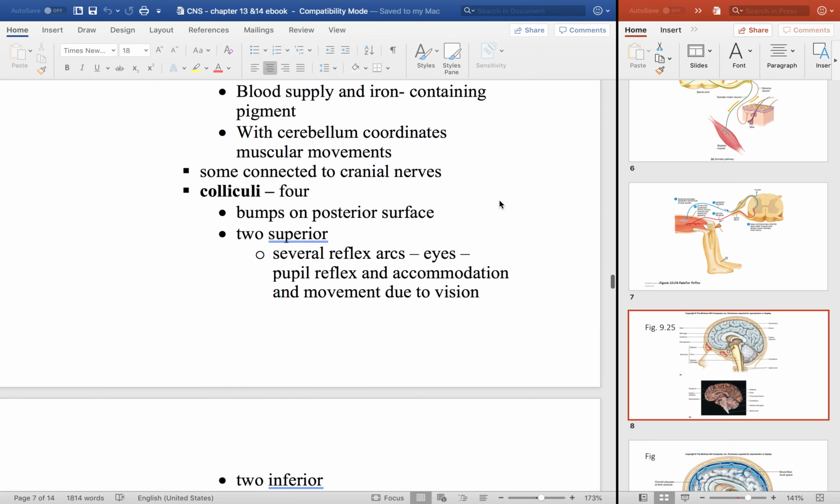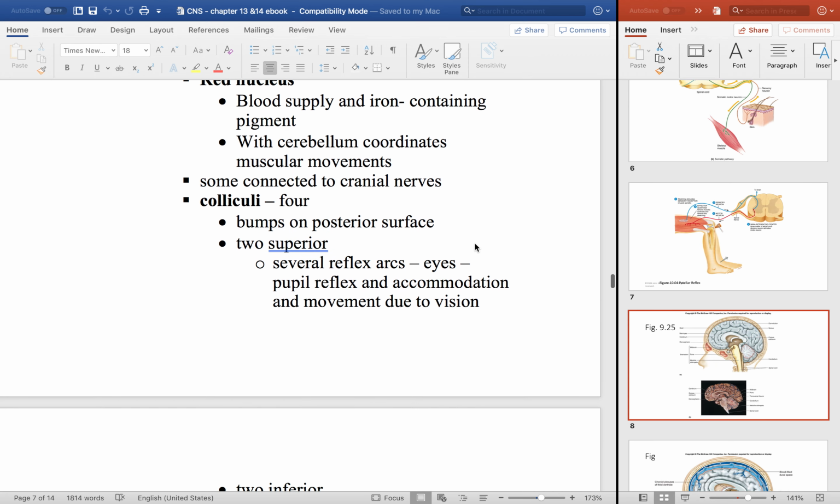midbrain. Also, it has colliculi, which are four of them. There are two posterior bumps on the surface. I should say the bumps are on the posterior side of the midbrain itself. There are two superior.